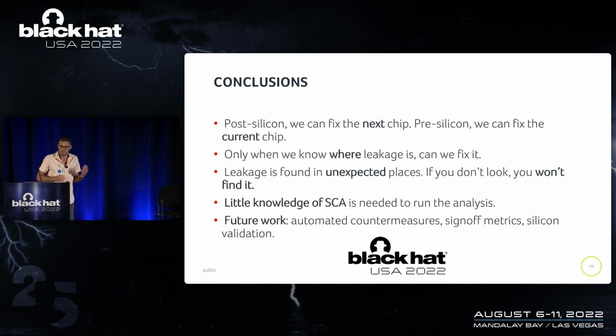So concluding, post-silicon, we can fix the next chip if we find leakage, but with pre-silicon, we can fix the current chip, but only if we know where the leakage is. If you just know when, that's not actionable. We also find that doing manual review of designs is not sufficient. You really want to approach this with statistics, simulations, et cetera, because the leakage is found in unexpected places, and you're not going to find it if you don't know where to look.